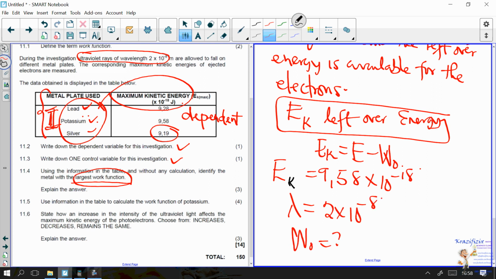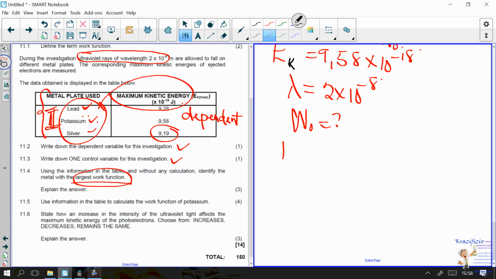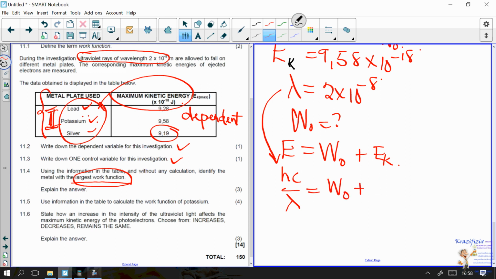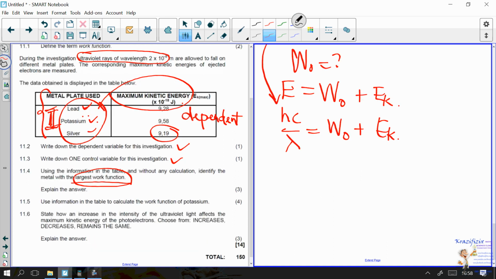Work function. Quickly run to your formula, straightforward. E equals work function plus kinetic energy. But because I'm given wavelength, I need to bring it here. On your formula page, this is written as Hc over wavelength equals work function plus kinetic energy. Now, what is H? Planck's constant. It's there on the formula page. Please learn to copy the formula.